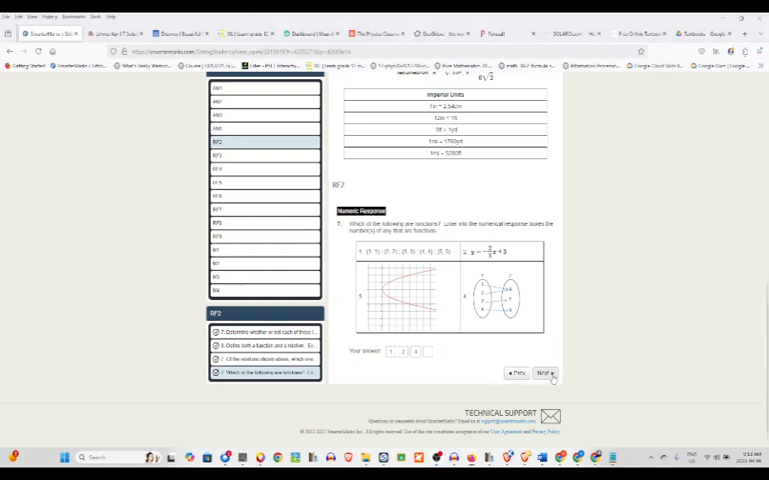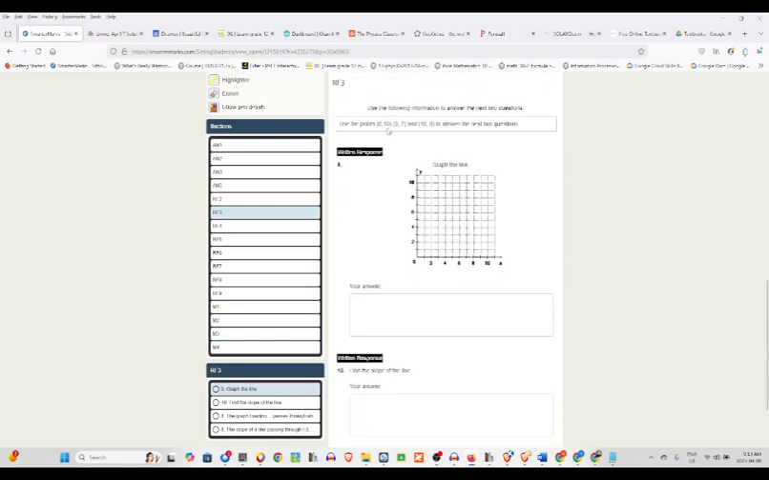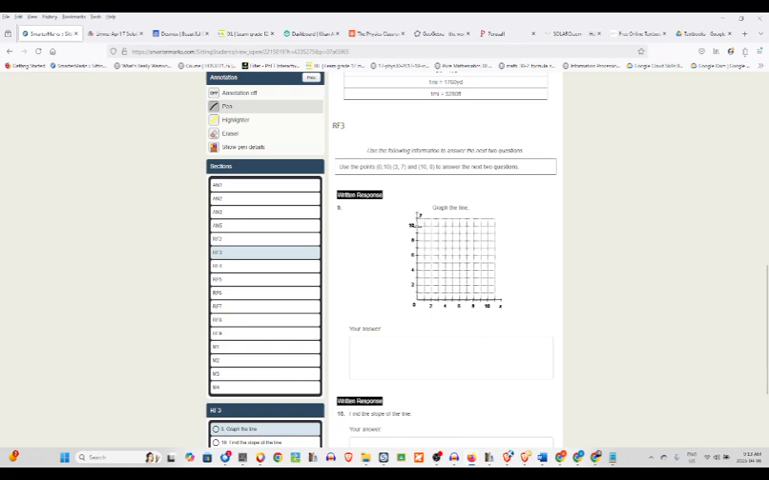Okay, moving along to relations and functions 3. So we use these points to answer the next question. First, we have to graph the line. So 0, 10, we'd be putting a point right here. Maybe with a highlighter, would that work better? So we've got a point there. 3, 7, there's a point there. 10, 0, there's a point there.